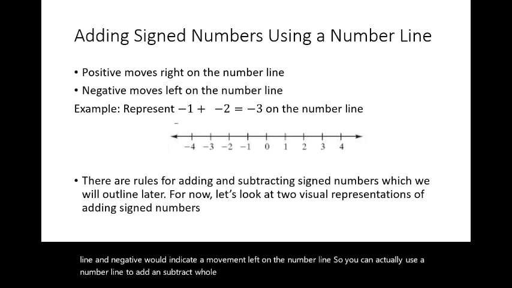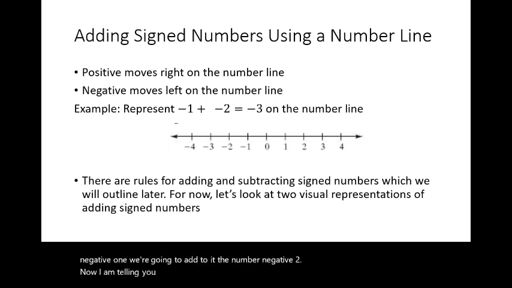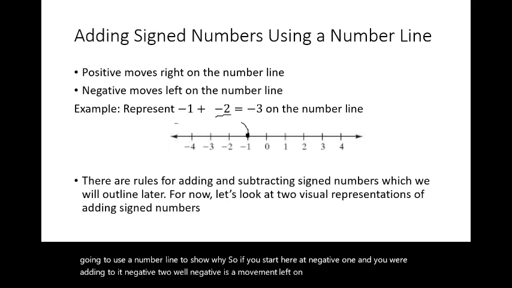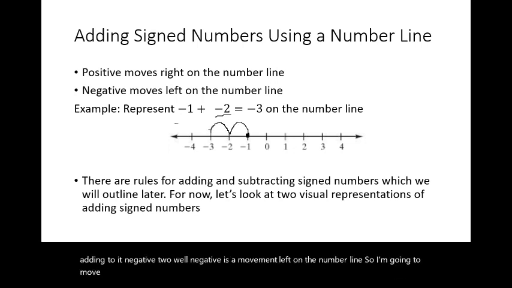So for example, we're going to take the number -1 and we're going to add to it the number -2. Now I am telling you that -1 plus -2 is equal to -3, and we're going to use a number line to show why. So if you start here at -1 and you are adding to it -2, well, negative is a movement left on the number line, so I'm going to move left 2 spaces, and I have landed on -3, so the answer is -3.